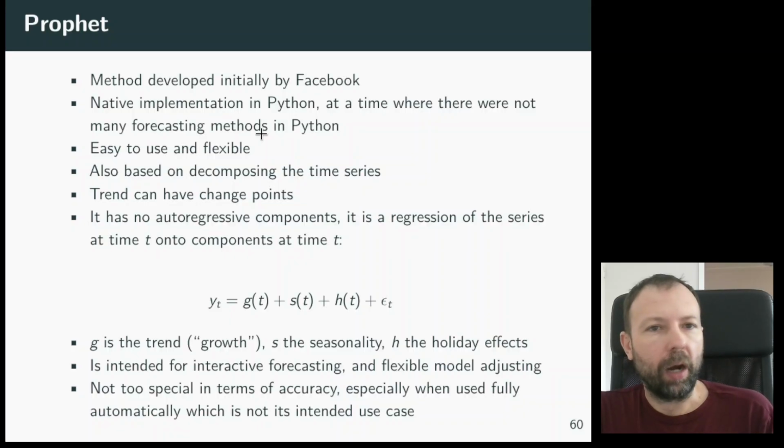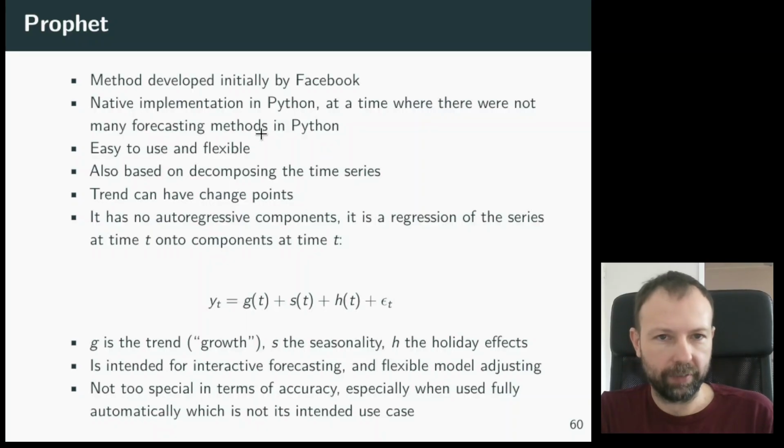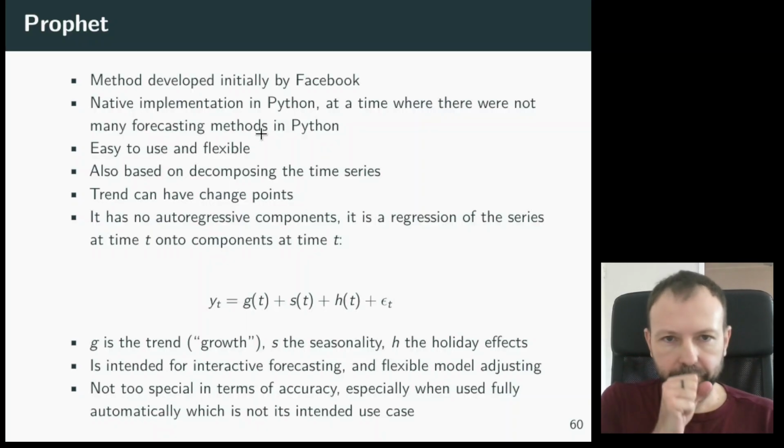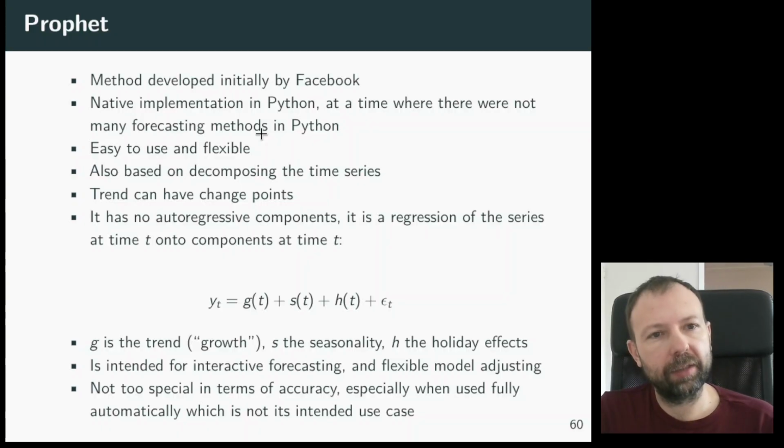And the question is really why? Because it's not really that special. But yeah, it's because it's in Python and it has a famous name attached to it. To be fair, it's very easy to use and flexible. It is also based on decomposing the time series. The trends can have change points. The very important part about it is that it has no autoregressive components. So it is purely a regression of the series at time t onto components at time t. So there is no t-1 or anything like that.